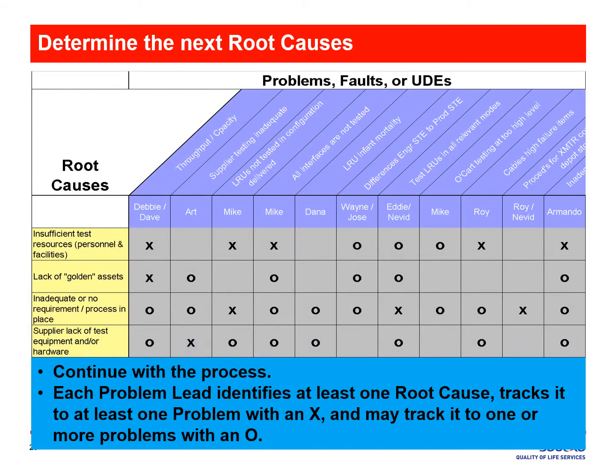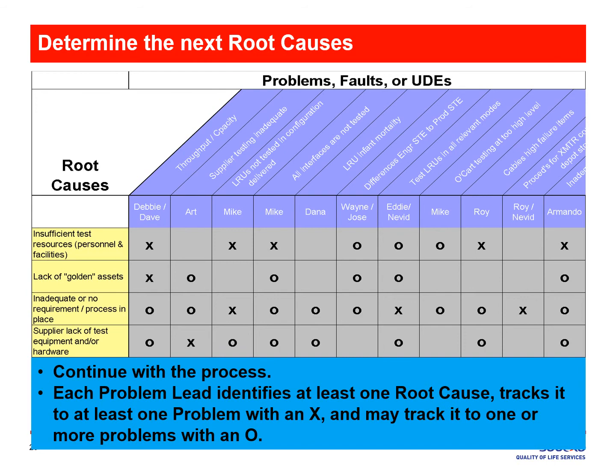It appears to me that Mike went out of order and did his root cause analysis before Art did his, but Art should have been there to do his root cause analysis where he identified that supplier lack of test equipment and/or hardware was a problem, a root cause of his problem with supplier testing. And there's an X there, and it also affected several other UDEs. And then Mike has a root cause, inadequate or no requirement/process in place, and he put an X in there. And several other people said, well, it'll have a partial effect on mine. Eddie and Navid said it'll nail my problem if we fix that root cause.